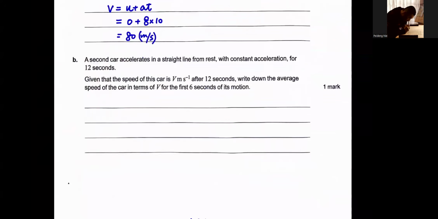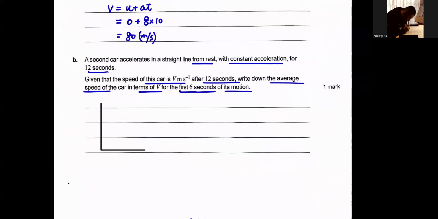The second car accelerates in a straight line from rest with a constant acceleration for 12 seconds. Given that the speed of the car is V meters per second after 12 seconds, write down the average speed of the car in terms of V for the first 6 seconds of this motion. What I'm going to do is draw a v-t diagram. This is small v, this is t, and after 12 seconds it accelerates to a capital V.